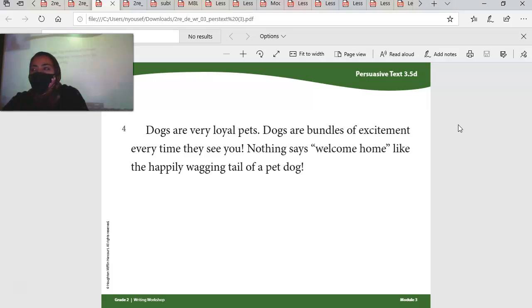No. Who's saying welcome home, Amariah? The dog. So he's saying that the dog is happily wagging his tail, and it feels like he's telling him welcome home. Nothing says welcome home like the happily wagging tail of my dog. So whenever you have quotation marks, it's what someone or something is saying, right?